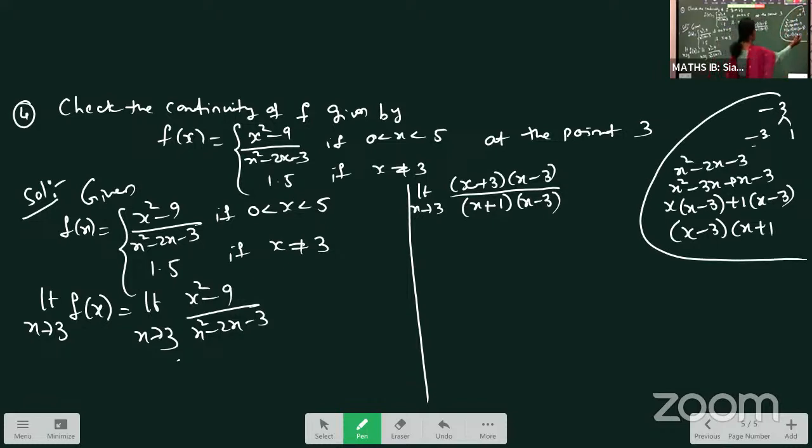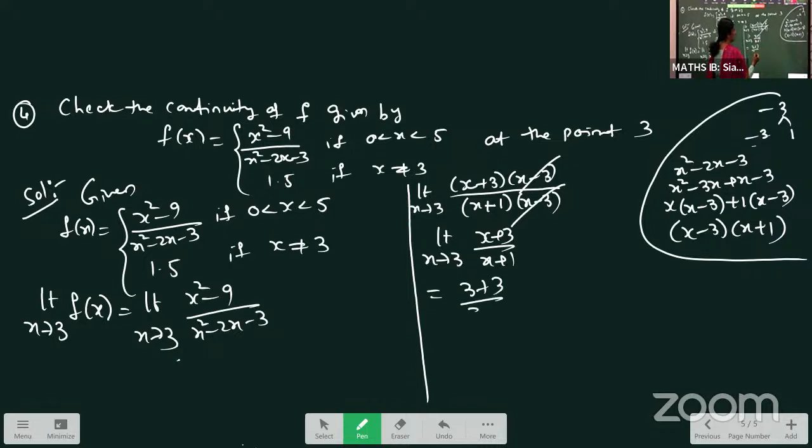Now substitute the factor terms here. x minus 3 getting cancelled. Limit x tends to 3, x plus 3 by x plus 1. Substitute wherever x is 3. 3 plus 3 by 3 plus 1. It is 6 by 4. 6 by 4 means 3 by 2. 3 by 2 is nothing but 1.5.